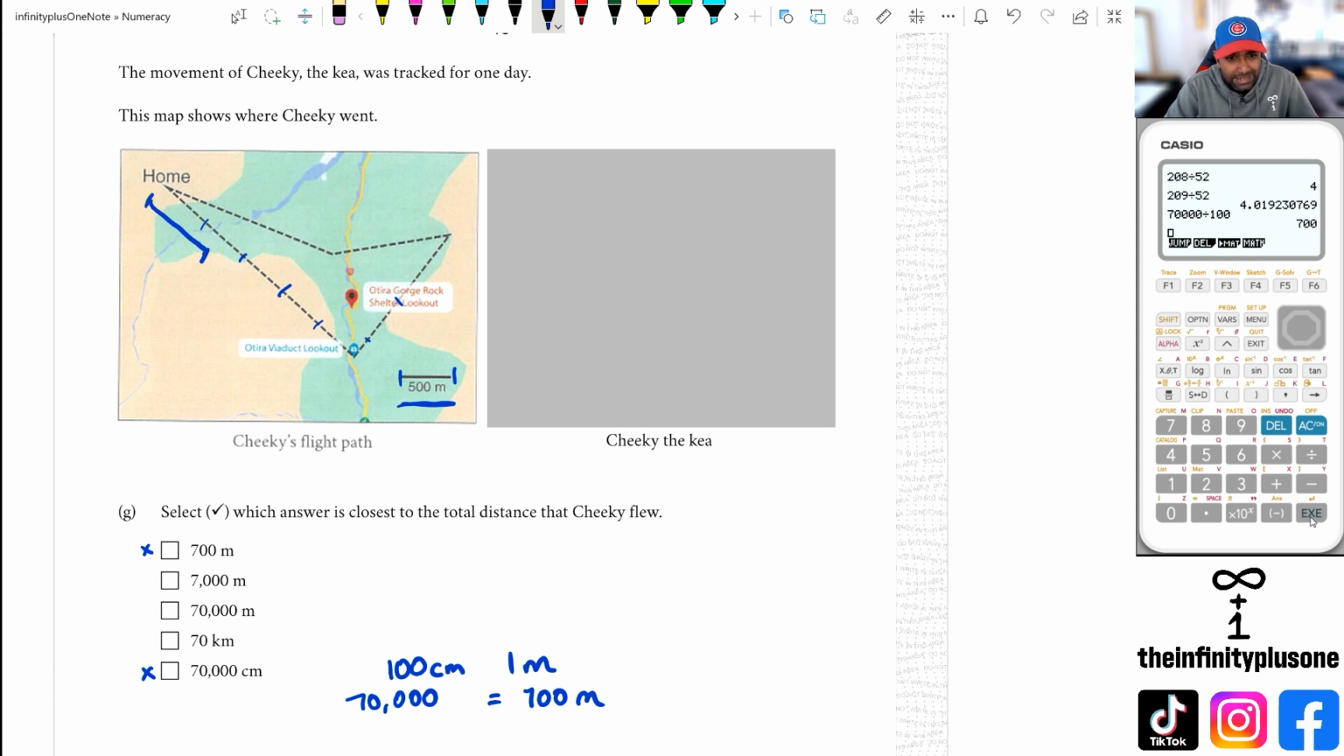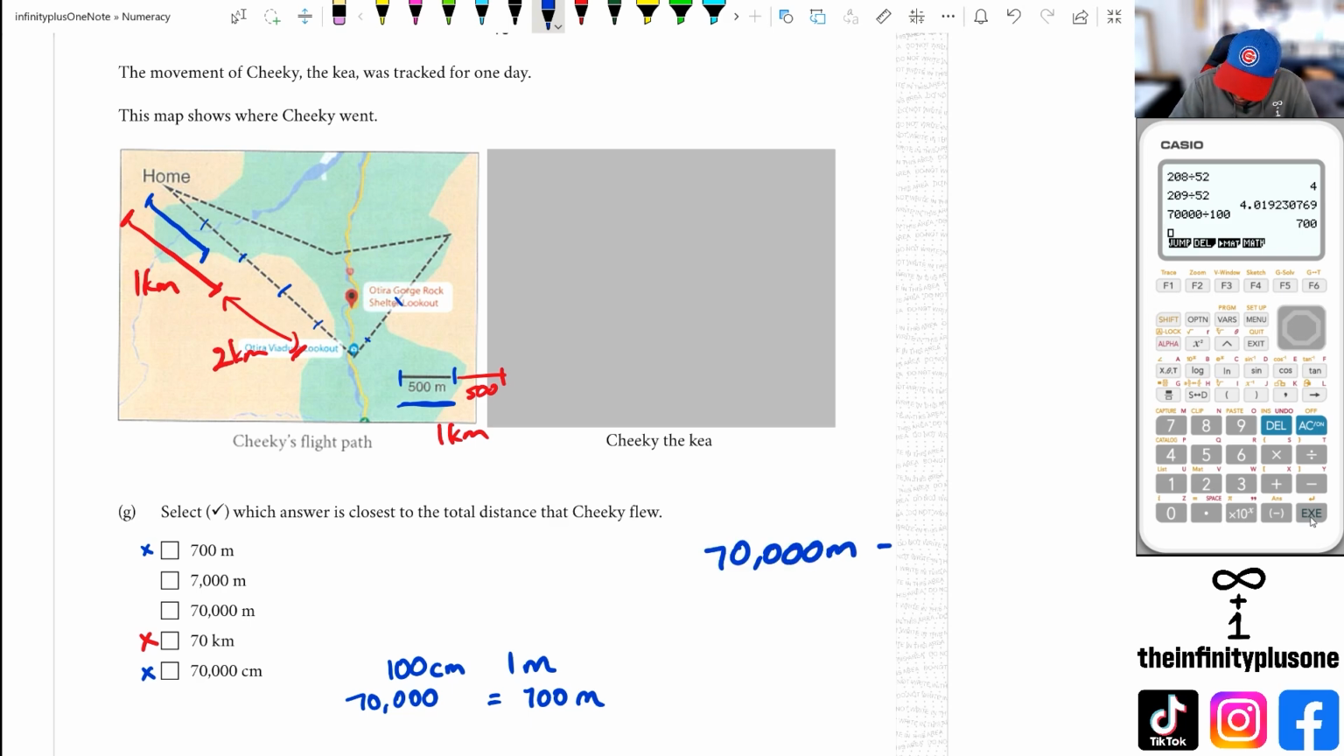Now the next one I can look at is 70 kilometers. I know that this right here, roughly this, is 1 kilometer, because twice this distance is like adding another 500 meters, which means this is 1 kilometer. So I definitely don't think the area from here to here is roughly the 2nd kilometer. So I don't think it's going to be 70 kilometers. Now the other thing we can also look at is 70,000 meters. 70,000 meters in kilometers equals 70 kilometers.